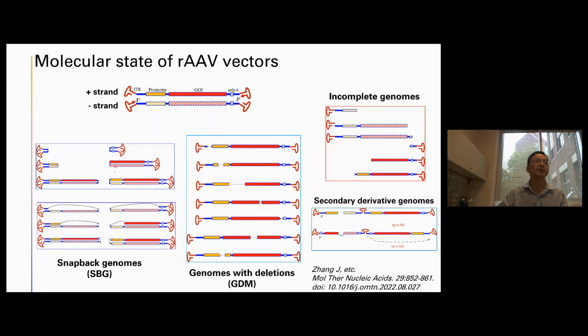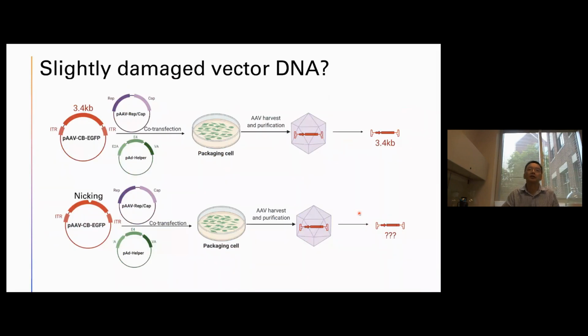Besides the typical symmetric snapback genomes, we also see snapback genomes that are asymmetric, where we have a region that is a duplex and still a big loop. We also see genomes with deletions in the middle, incomplete genomes, or even more complicated genomes. One thing we try to understand is how these different AAV genomes came about. To start, we especially looked into damaged AAV genomes.